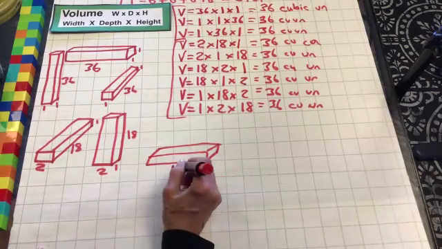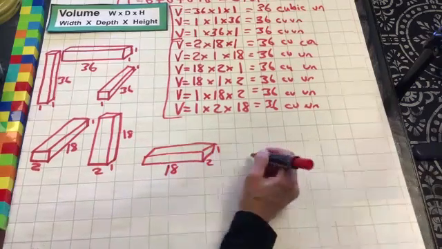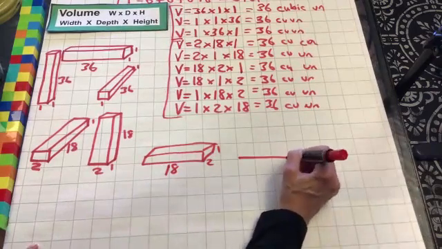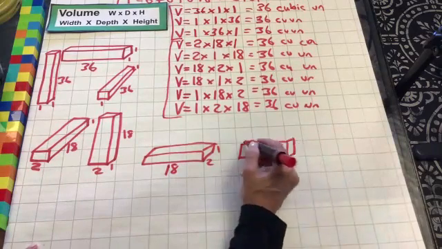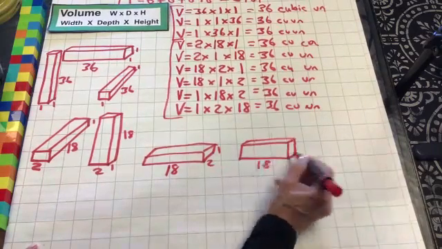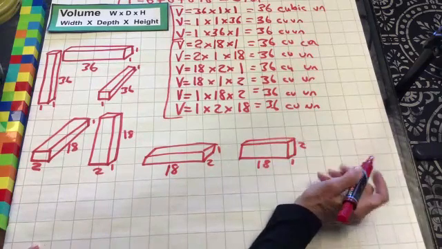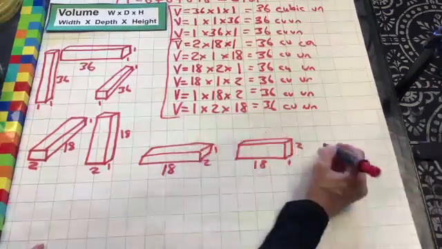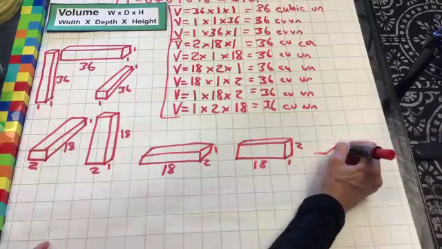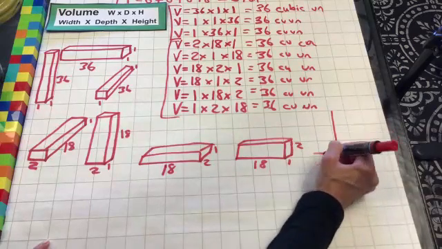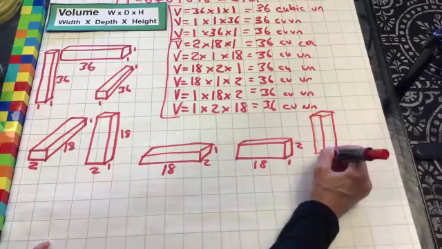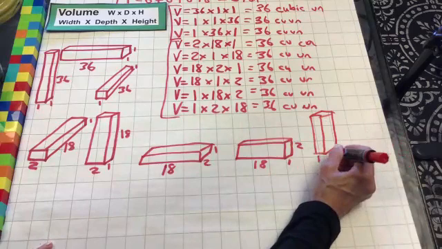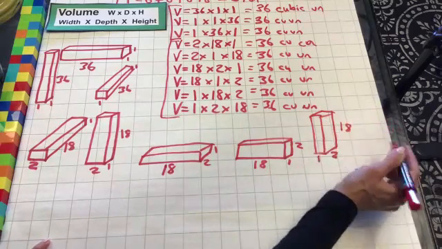So 18 by 2 by 1. And then we did 18 by 1 by 2. So we just stood that one up. 18 by 1 by 2. Then we did 1 by 2 by 18. 1 by 2 by 18.